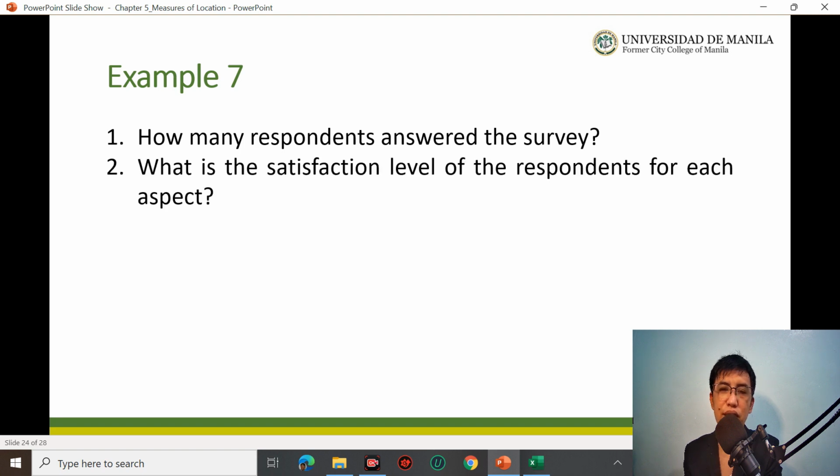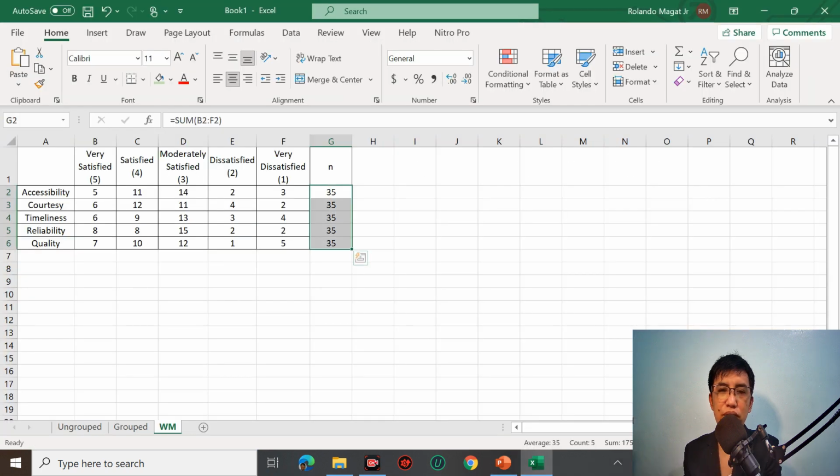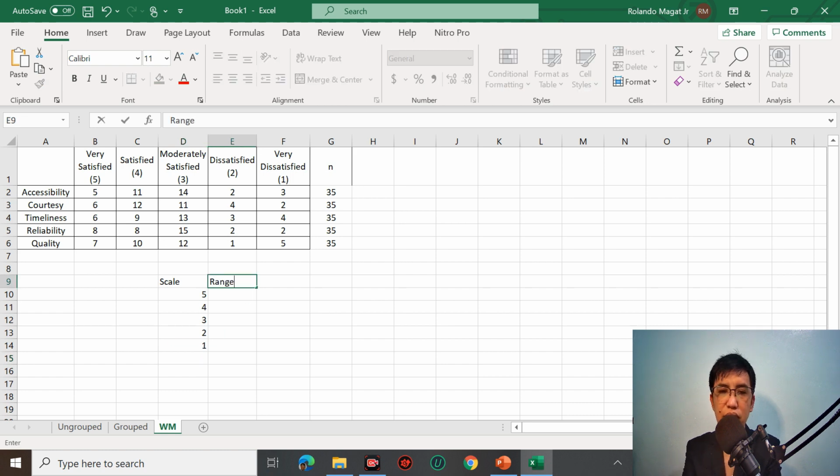Next is, what is the satisfaction level of the respondents for each aspect? Okay, so what will be the satisfaction level? Are they very satisfied, moderately satisfied, dissatisfied, or very dissatisfied? So before that, ito yung scale natin kanina, di ba? We have 5, 4, 3, 2, 1. Okay? And then, what will be the range of values? Okay? And then, what will be the description for each?